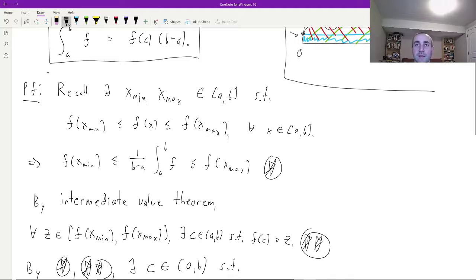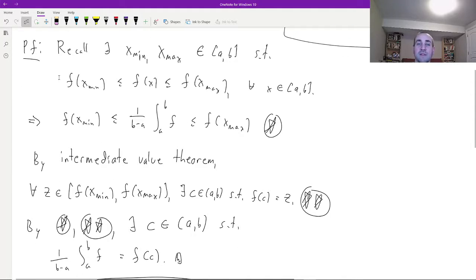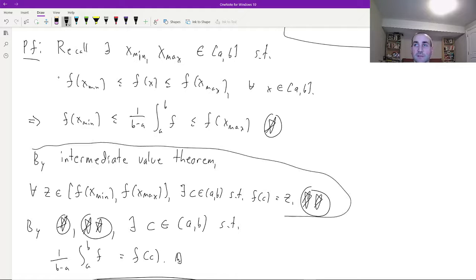Now recall, the intermediate value theorem gave us a condition that was very similar. For all values z between f of x min and f of x max, there exists a constant c between a and b, so that f of c is equal to z. So that's just a restatement of the intermediate value theorem.